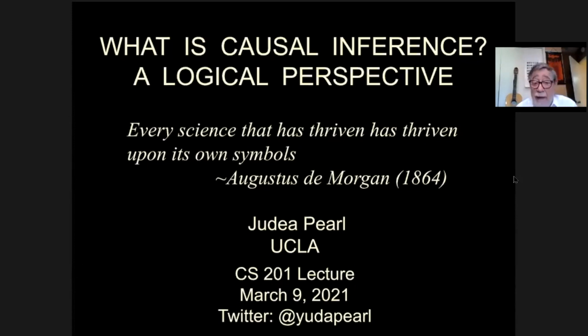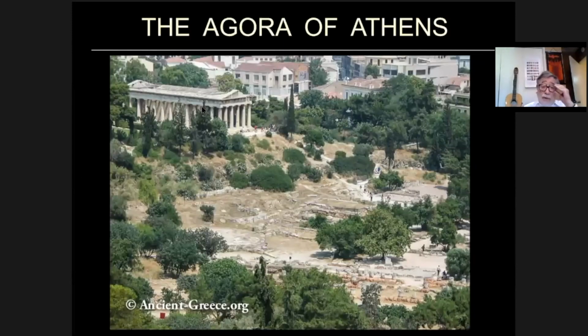And I would like to share with you what I mean by causal inference, and I use the logical perspective to share my thing, because it is the logic that connects us as computer scientists together. So I'll start with a picture which may be familiar to you. This is called the Agora of Athens. That's how it looks today. This is the cradle of democracy. It's the cradle of logic.